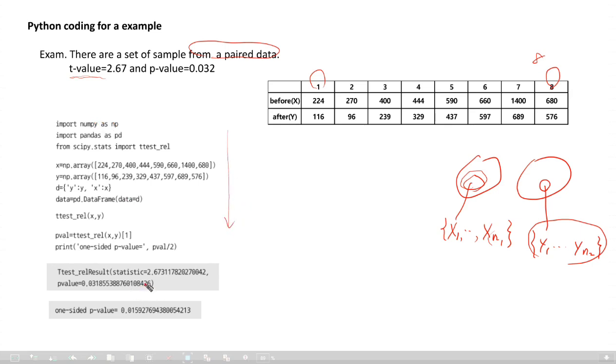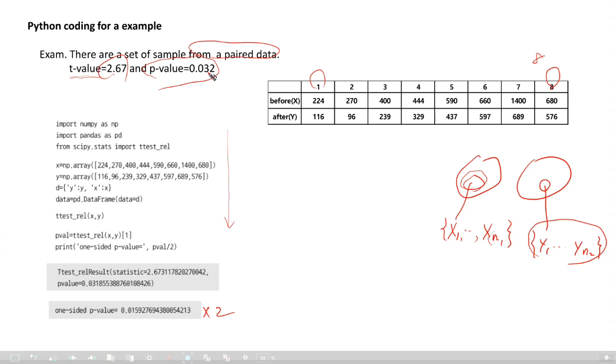Okay, the t-value is 2.67. The p-value is two-sided. The one-sided p-value is 0.015, so the two-tailed p-value will be times 2, which is 0.032. Okay? I think you may understand it easily.